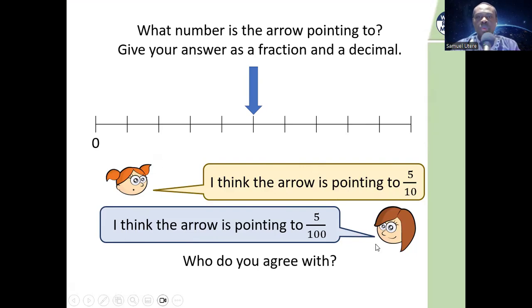Well, we do not really know the value that this arrow is pointing to because we have no other value on the number line to tell us how we wish to divide or value each interval in this number line. So either of them could be correct. Could be 5/10, could be 5/100ths, or it could be a different number because we do not know the other value in the other parts of the number line.